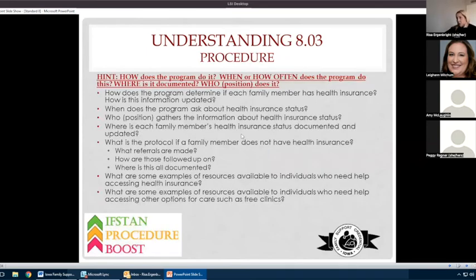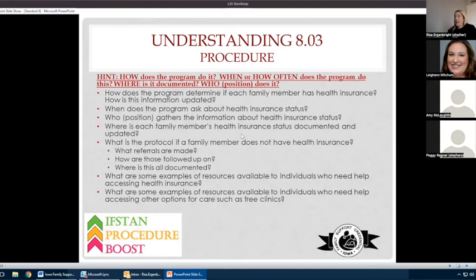Procedure gets a little bit more in depth. How does the program do it? When or how often does the program do it? Where is it documented? Who, or what position, does it? So how does the program determine if each family has health insurance? How is this information updated? When does the program ask about health insurance status? Which position gathers that information?